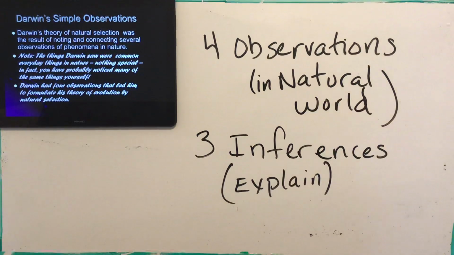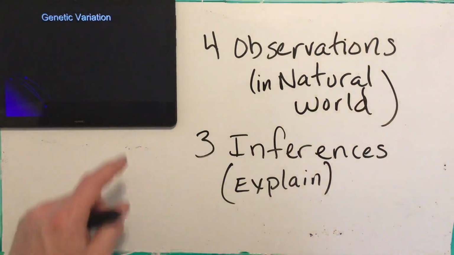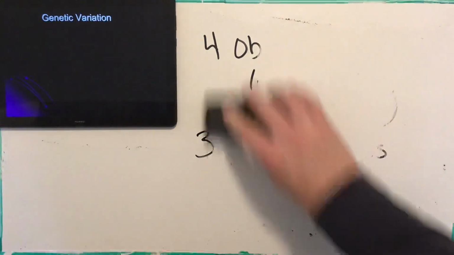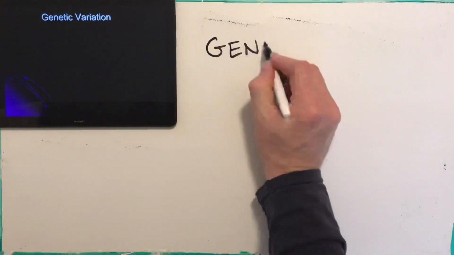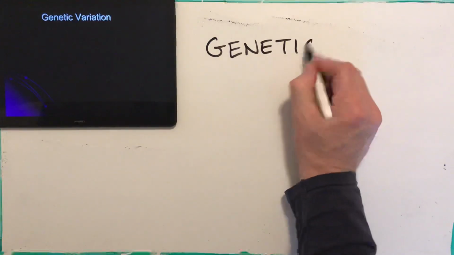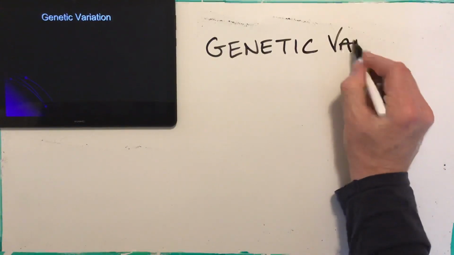So let's go through these 4 simple observations and we'll put them together here. Now the first 2 deal with genetic variation. We opened the course with genetics. So we know a bit about this.